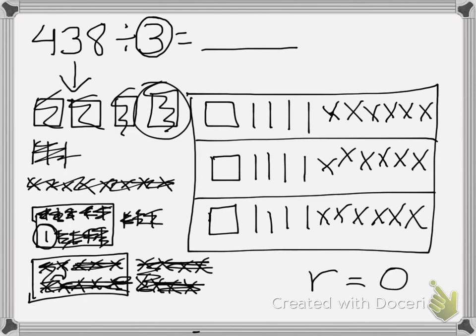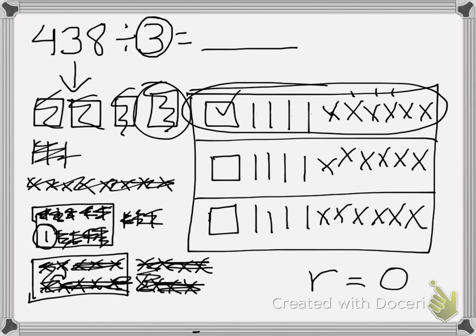So now to find out what my quotient is, I'm going to look at how many are in each group. So I circle one group, and that's 100, 10, 20, 30, 40, 41, 42, 43, 44, 45, 46. So my answer is 146 with no remainder.